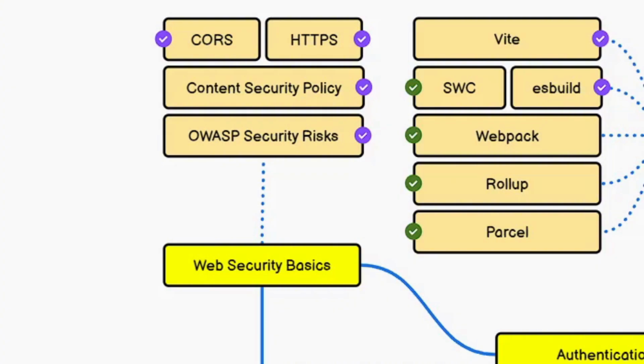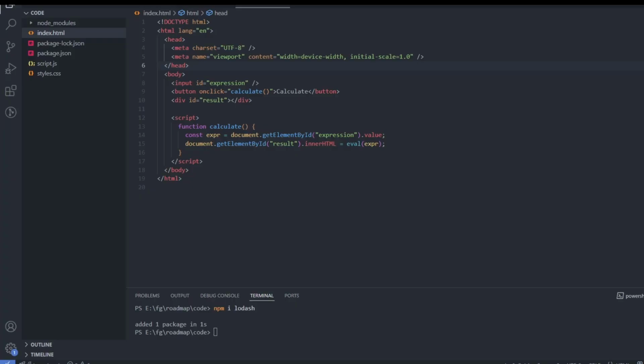But CORS isn't the only security concern you should be aware of when building web applications. There are a few basic principles to keep in mind. HTTPS. Always use HTTPS instead of HTTP. It encrypts data between the client and server, protecting it from eavesdropping and man-in-the-middle attacks.